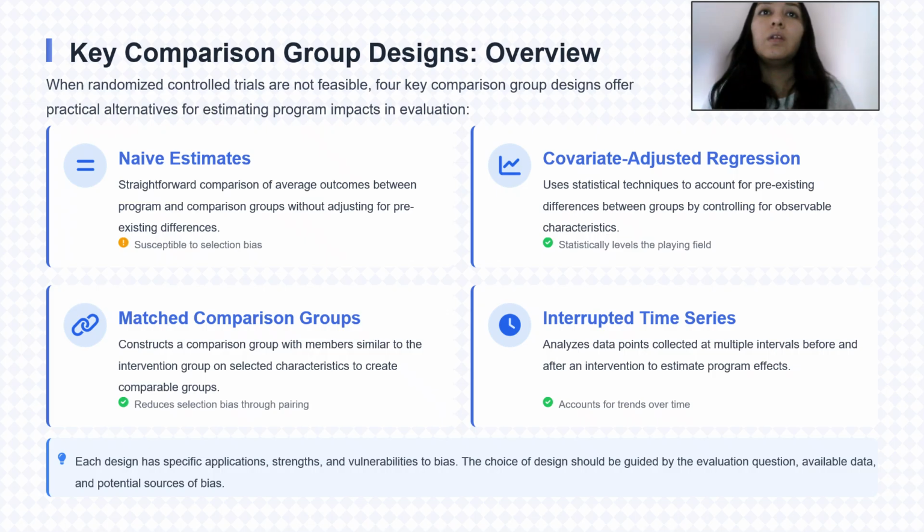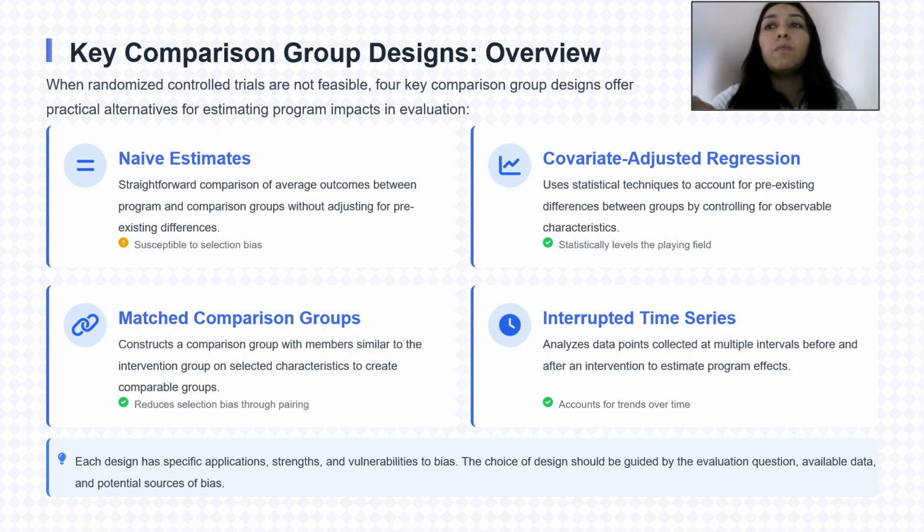So, hello everyone. Moving forward, I will talk about the comparison group designs. In evaluation, sometimes randomized controlled trials are simply not possible. In those cases, comparison group designs help us estimate what would happen without the intervention.